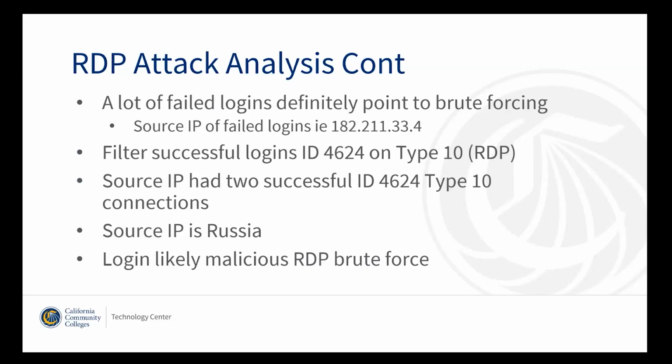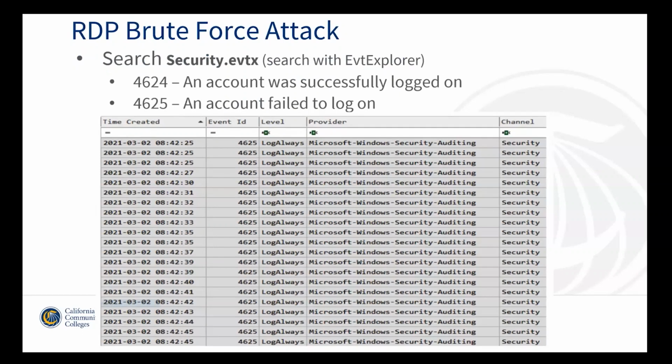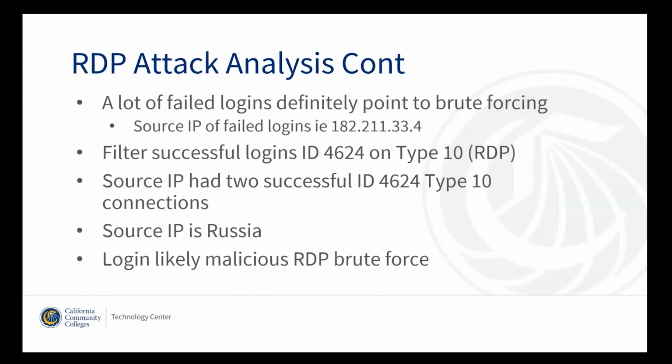Go back, I think. Go back. Yeah. So anyway, this is a typical pattern of a brute force. You'll see a lot of failed logons, then you'll see a successful logon, and then you'll see successful RDP connections, and then the source IP is sometimes malicious. So this is a pattern of an RDP brute force right here. So you might want to, as part of a playbook, put how you analyze something like this.